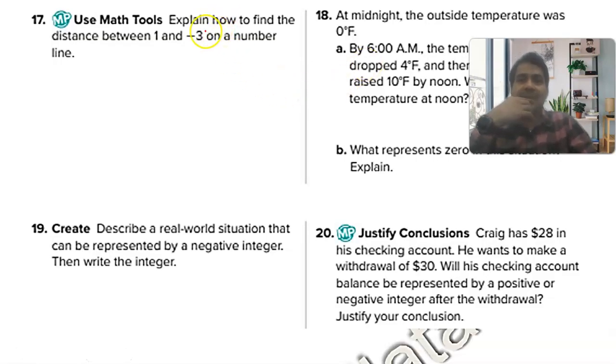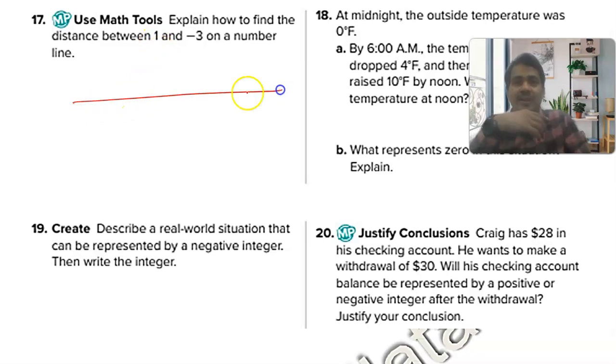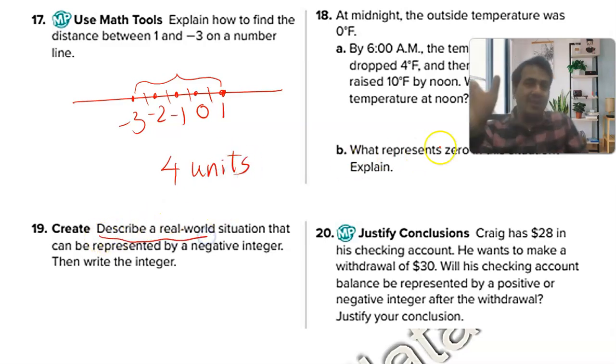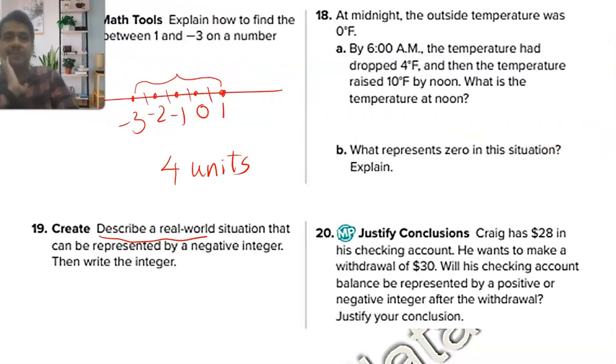Yeah, so this comes to the last one. Explain how to find the distance between 1 and -3 on a number line. So this, 0 and 1, -1, -2 and -3. So the distance between -3 and 1, just count the distance. 1, 2, 3, 4. So the distance is 4 units. Describe a real world example. They will not ask this in MCQ.